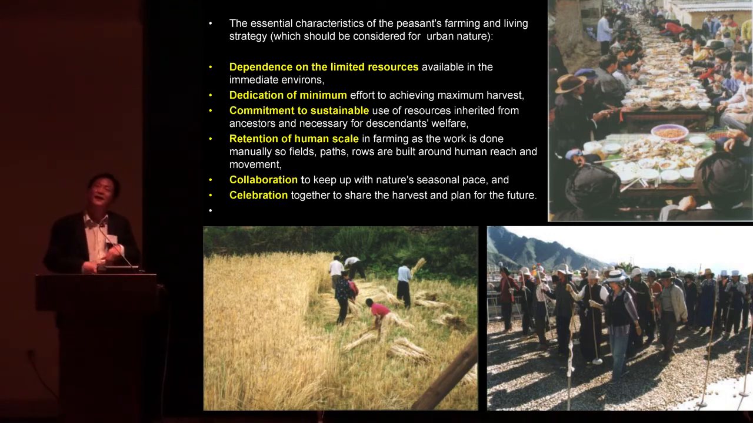Now, all these are basic characteristics which we are looking for, which human nature, I mean the urban nature, should have. So that's the return of landscape as a peasant. It means we want to get this kind of basic human needs.